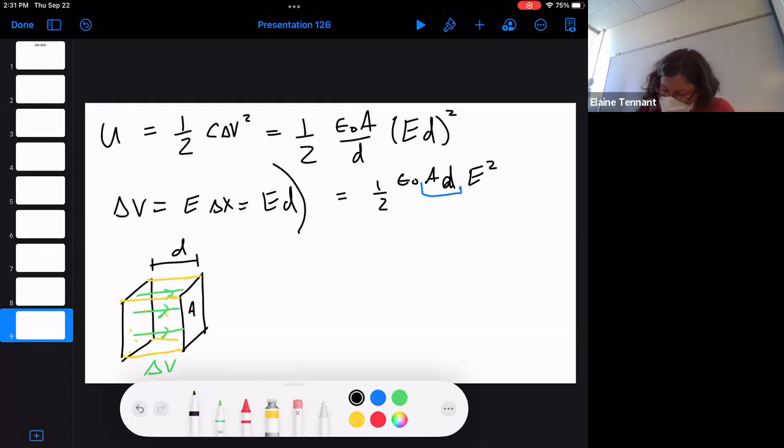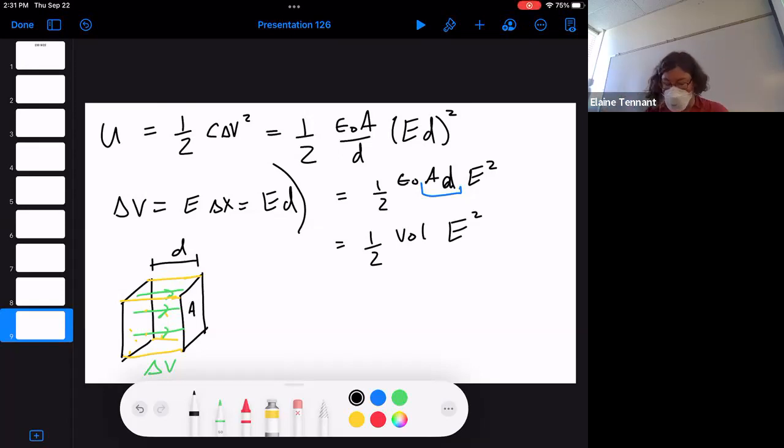Sound good? Okay, so this is really 1/2 times the volume inside times the electric field squared. And one thing you could think about that volume is that's where the electric field is. Wherever there is volume between the plates, there exists this constant electric field that fills that volume. So the volume inside of those plates is the same as the volume of the electric field.